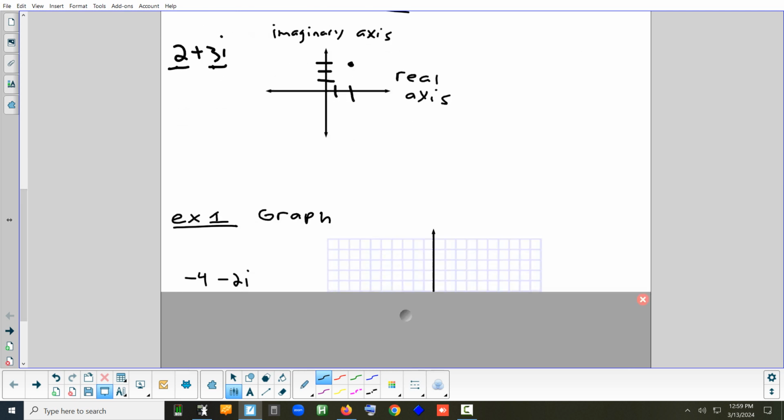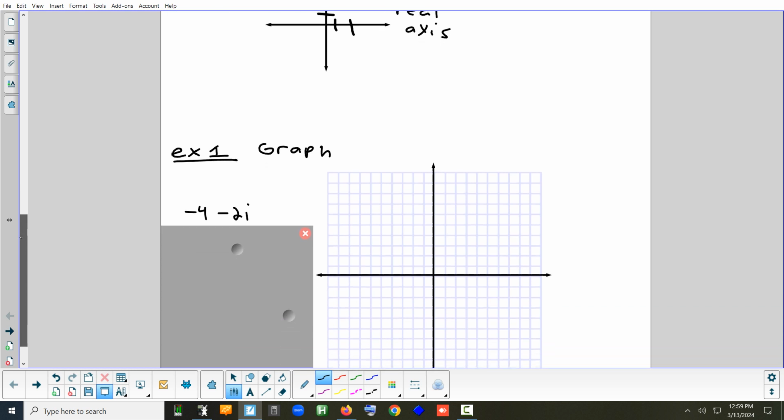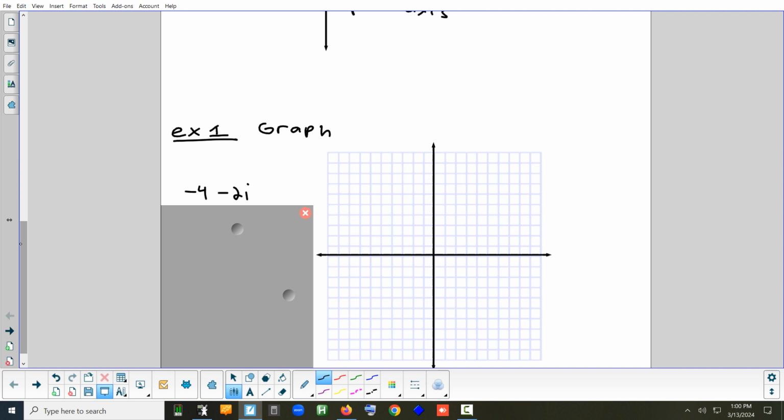Let's try a couple more. How about -4 minus 2i? What's the real part there? Yeah, -4. Then it's down 4. Oh, no, I'm saying left 4. Left 4. And then what about the -2i? Which way are we going to go for that? Yep, it's negative, so down. Sorry. So left 4, down 2. This is real. That's imaginary. 1, 2, 3, 4, 1, 2. That's that one.